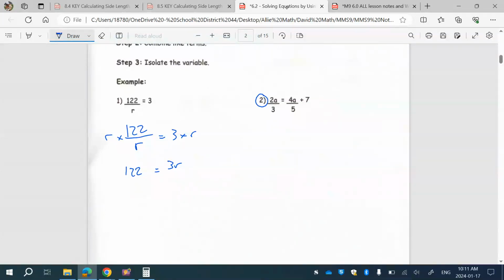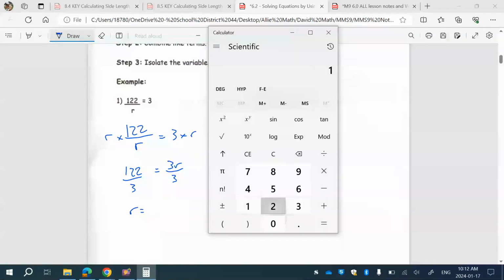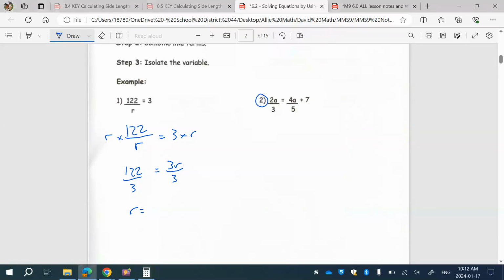Now to get the r by itself, we're going to divide each side by 3. So finally we get r equals 122 divided by 3. I think we're going to get a decimal here. Yeah, 40.666 repeating. You could also show it as r equals 40, and I know 0.666 repeating is 2/3. So that would be our mixed number form.